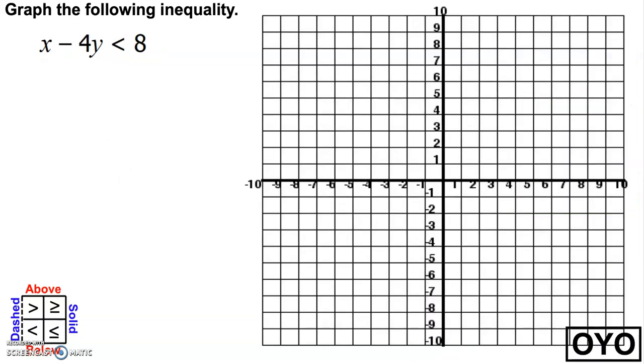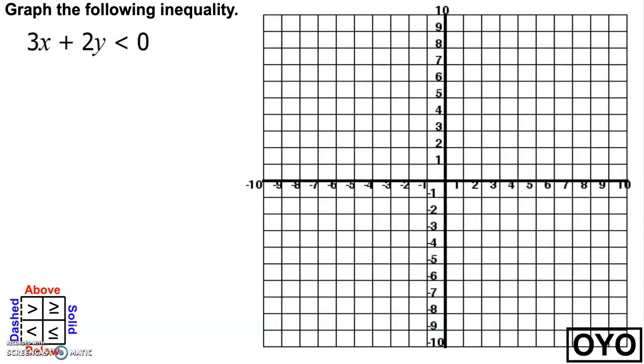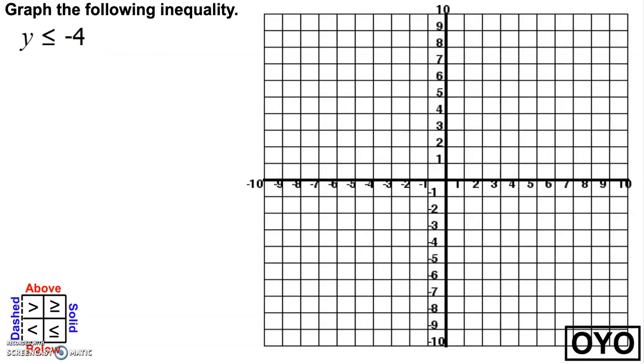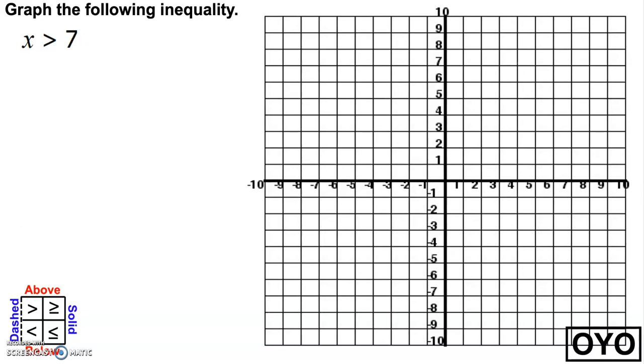All right, a few more examples to do on your own. x minus 4y is less than 8. 3x plus 2y is less than 0. y is less than or equal to -4. x is greater than 7.